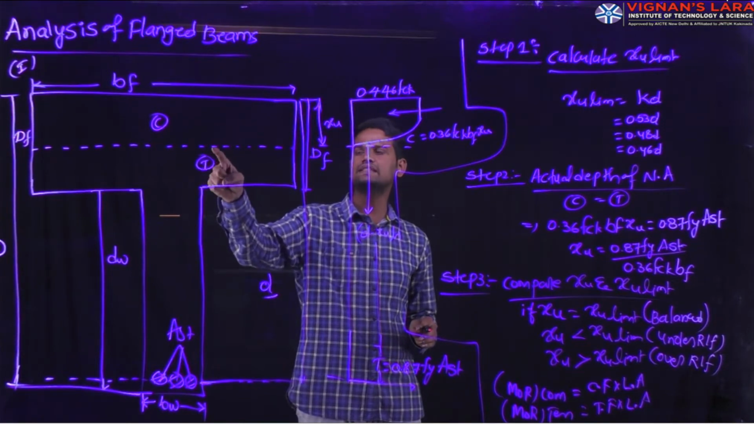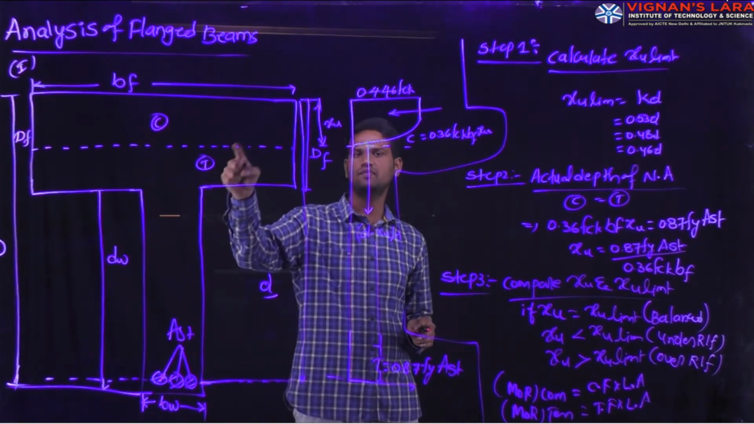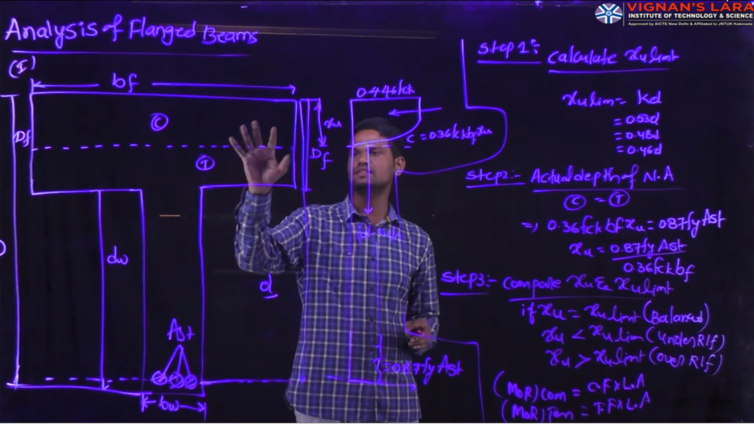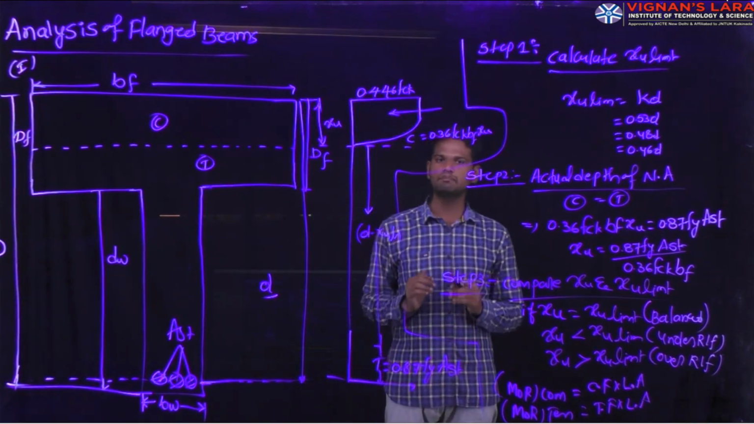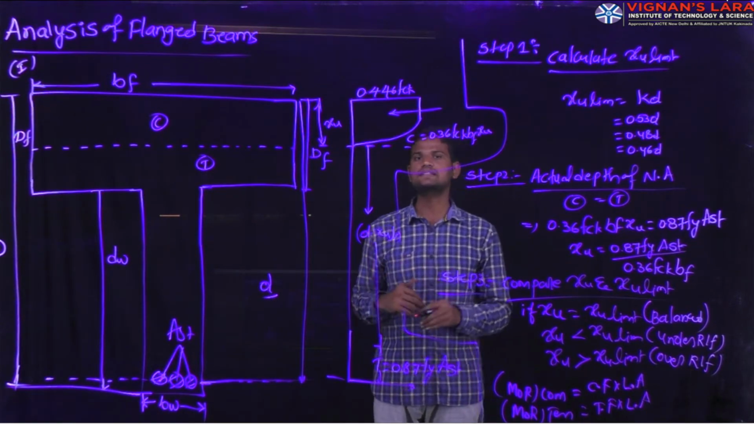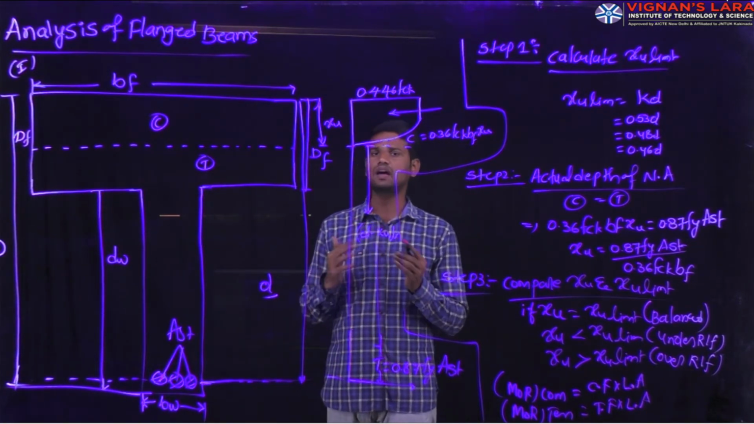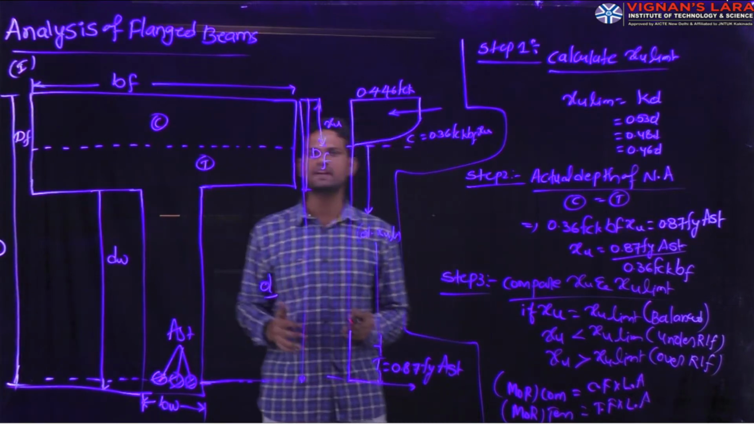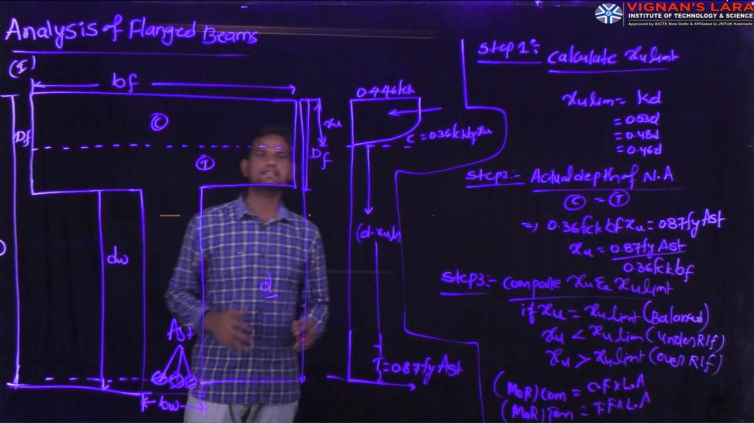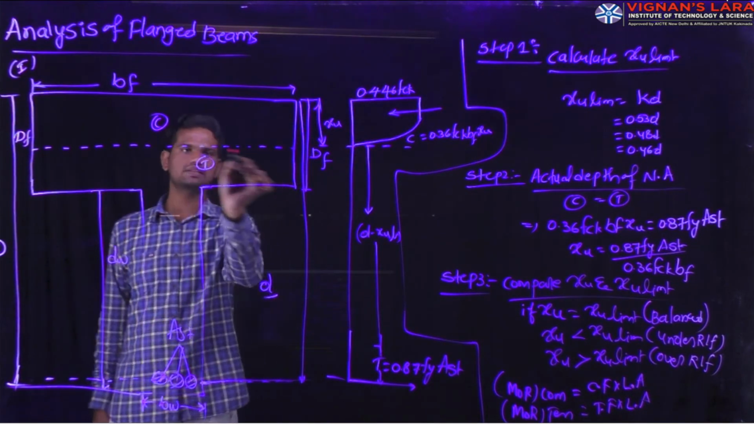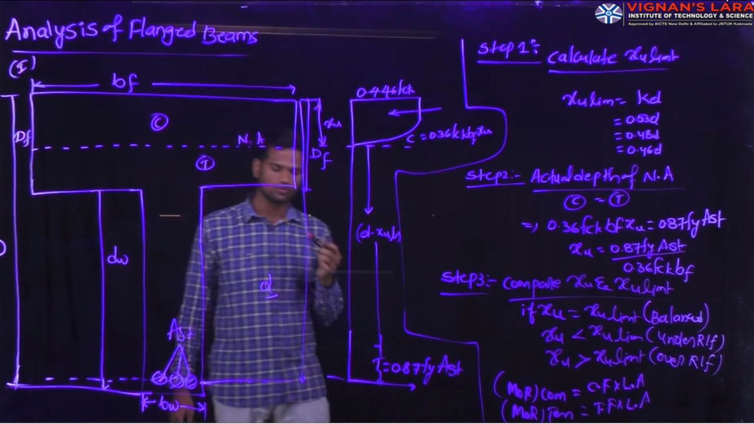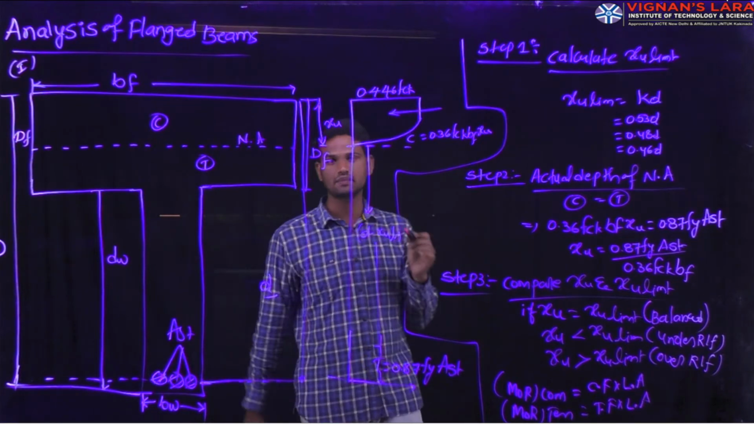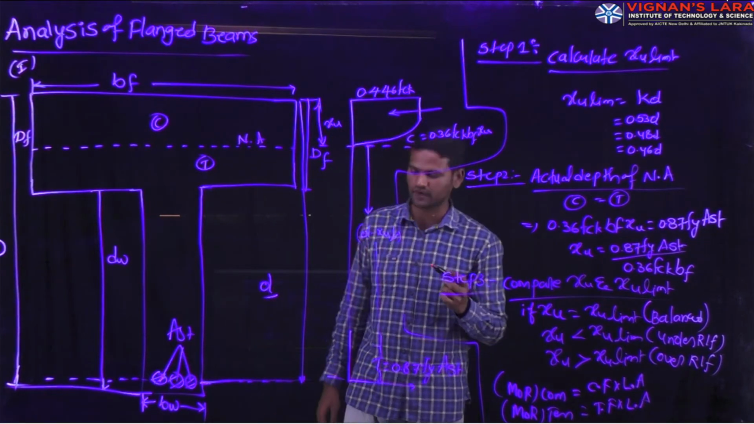When the neutral axis lies within the flange, for such types of problems we adopt the same design procedure as well as the same analysis procedure as for the singly reinforced beam. What we discussed earlier, the same procedure applies. If you see here, this is the depth of the neutral axis, and for this we have to write the various assumptions from the limit state of collapse under flexure condition.